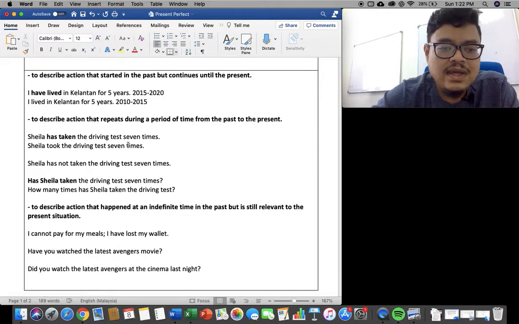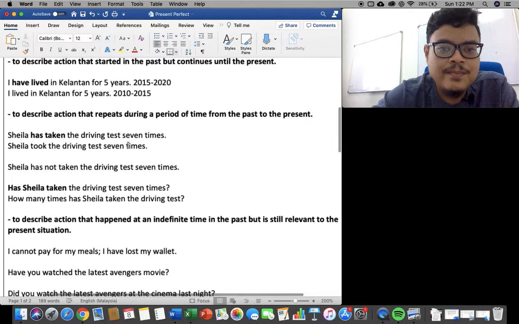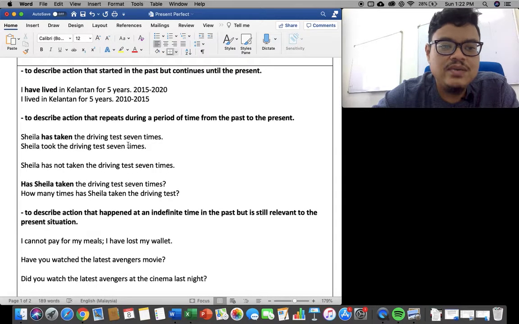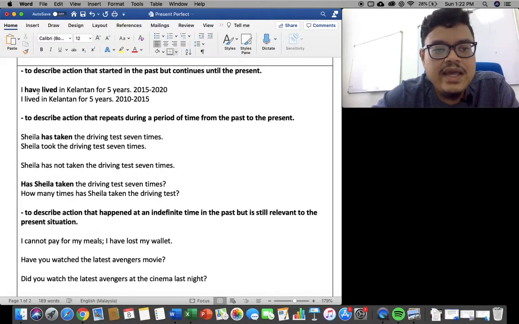So I will be highlighting three main uses of the present perfect, and we will contrast it with the past tense so that it is easier for you to see the difference. Okay, the first one here, to describe an action that started in the past but continues until the present. So I have a sentence here. I have lived in Kelantan for 5 years.